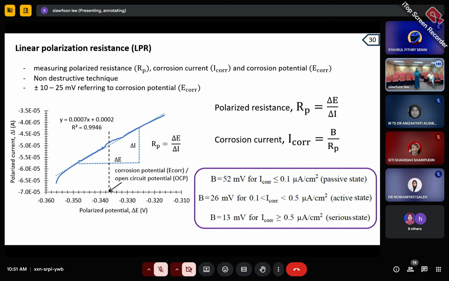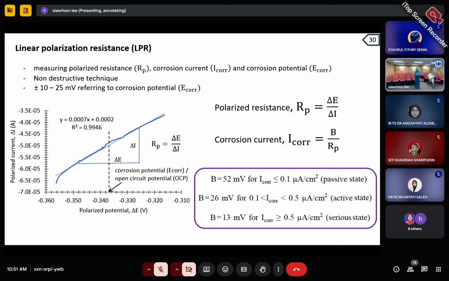So from here, this part, you can study the polarized resistance, because when you apply this technique you get this curve, which is the polarized current against the polarized potential within this small range. From the gradient here, you obtain the polarized resistance, which is this equation, and from the polarized resistance you use this equation and get back the corrosion current. So this you can get from the experiment.